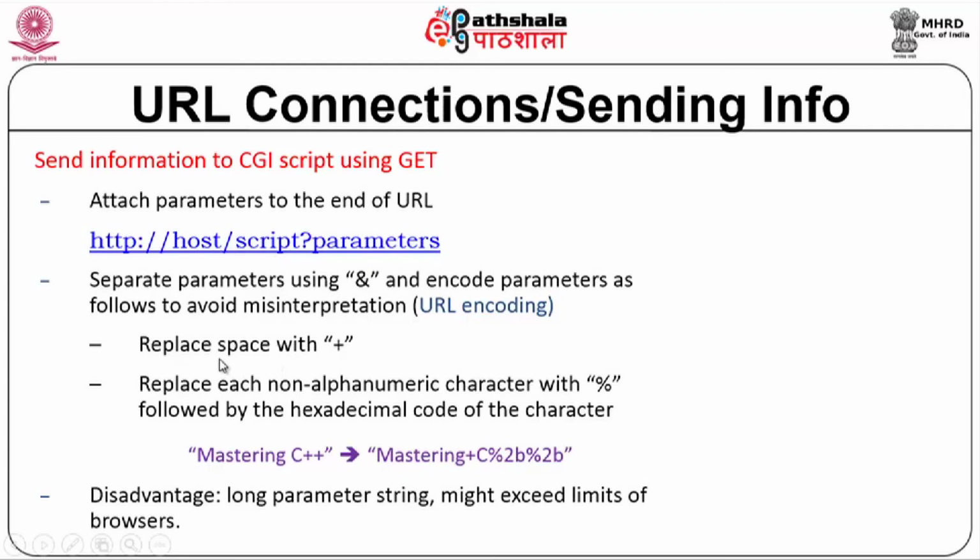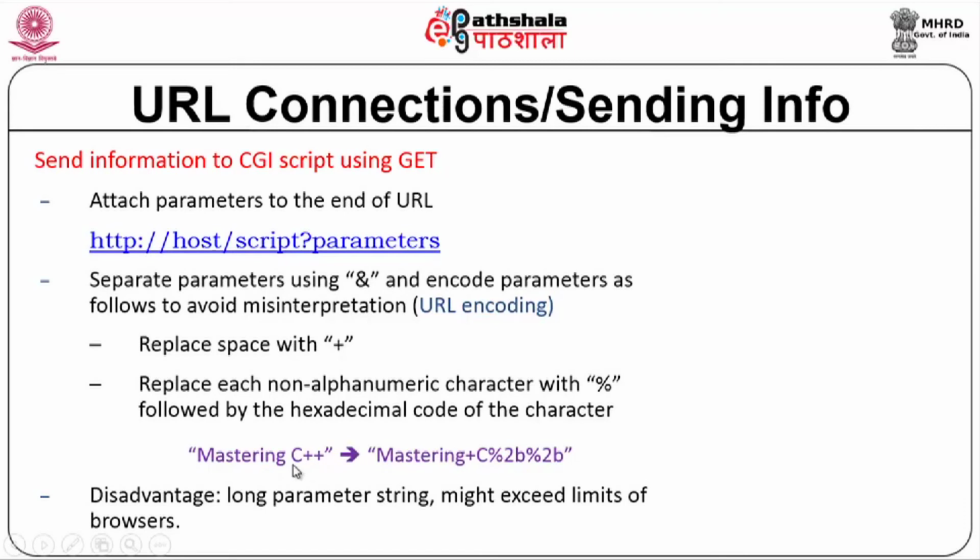If you have a space in the parameters, then that would be replaced with a plus symbol, and if there are any non-alphanumeric characters, then that would be replaced by a percentage symbol followed by the hexadecimal code of the character. So, supposing this is the information you want to send to the server, and it is attached to the URL: Mastering C++.